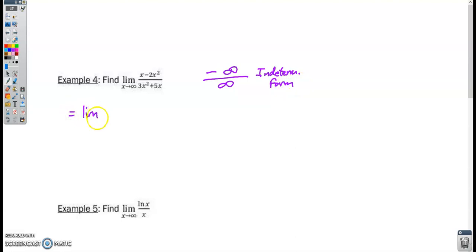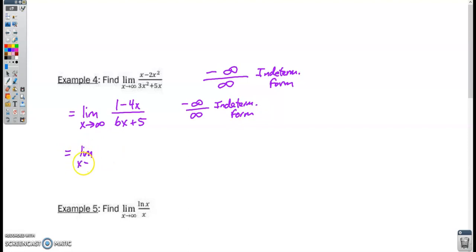This is going to be equal to the limit as x goes to infinity. And now I'm going to take the derivative of my numerator. Derivative of the numerator is 1 minus 4x. The derivative of the denominator is 6x plus 5. I evaluate this again, and again, I have the indeterminate form, negative infinity over infinity. So I'm going to apply L'Hospital's Rule again, and this is equal to the limit as x goes to infinity of negative 4 over 6. And so our limit here is going to be negative 2/3.